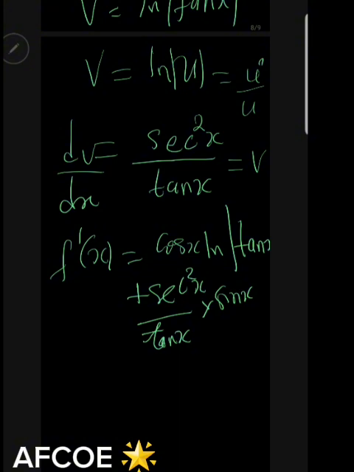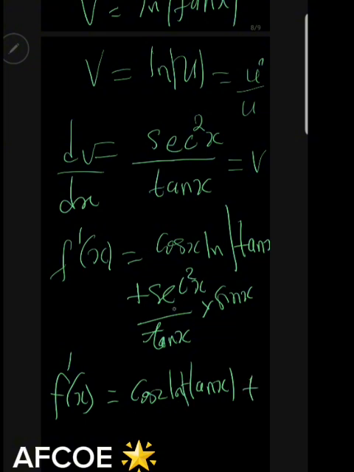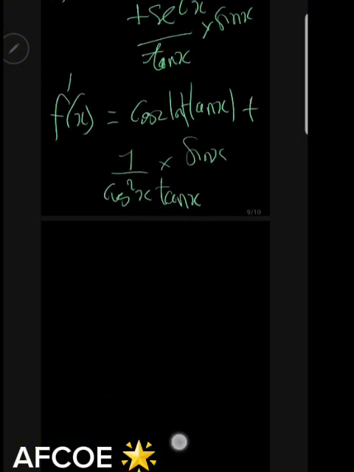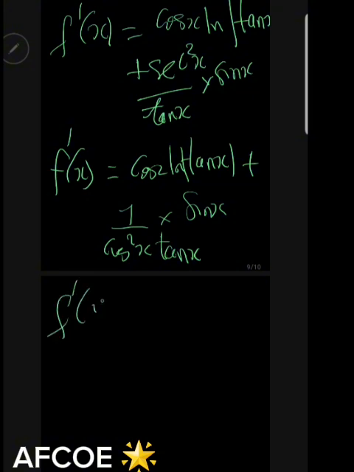Let us simplify this sec function. f prime of x will be equal to cos x ln of the absolute value of tan x, plus sec, which is simply 1 on cos, so sec squared is 1 on cos squared x, with tan x at the bottom, multiplied by sine x. That is our f prime of x. Now we put in f prime of pi on 4. Please don't always simplify, just leave the answer like that, it's okay.